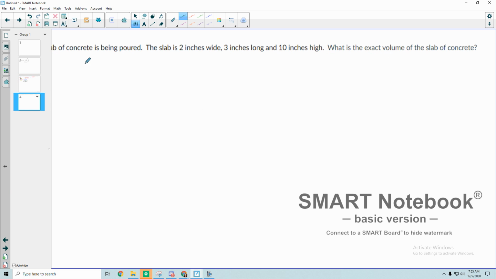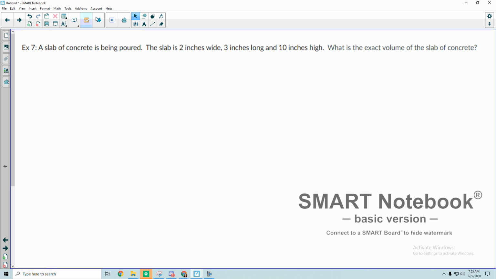All right, we'll do one more problem. Here we go. So now this says a slab of concrete is being poured. I'm going to stop right there. A slab of concrete. Okay, a slab of concrete. What kind of shape is that in?